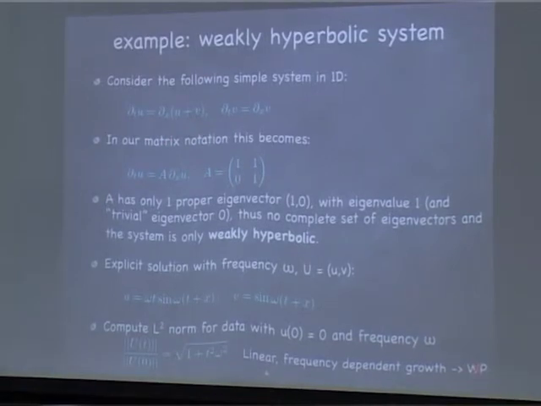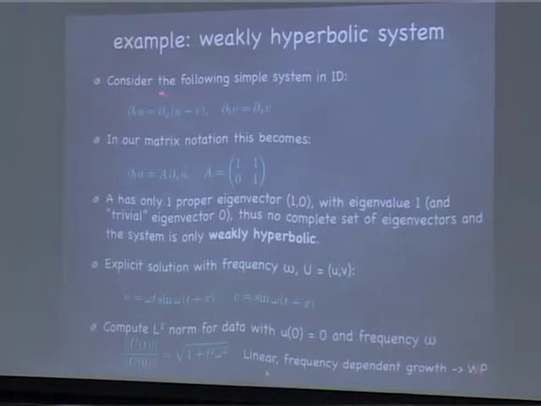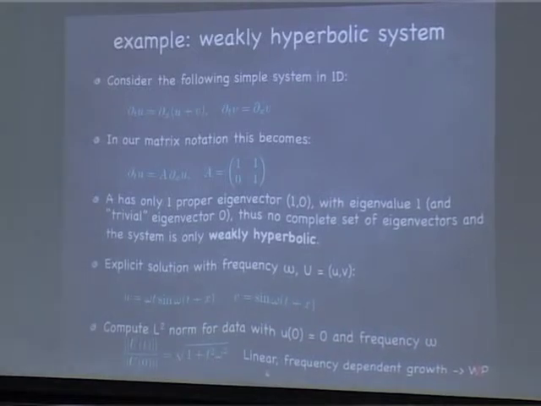So consider the following simple system in one space dimension. We have now two components, I call them u and v. u dot is dx of u plus v, and v dot is dx of v. Looks like a nice, harmless, simple partial differential equation, right?